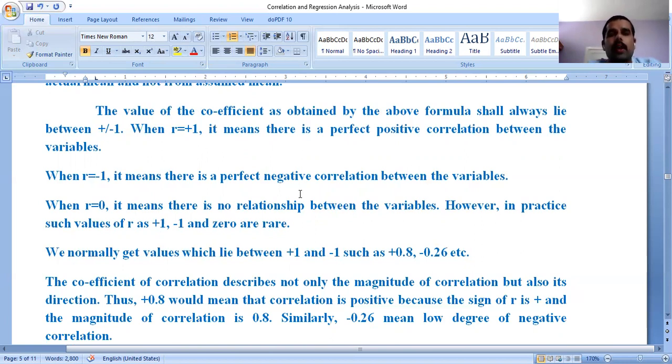Plus 1, minus 1, or zero are very rare while we are calculating problems, but we normally get values that lie between plus 1 and minus 1, in fractions, such as plus 0.8 and minus 0.26. The coefficient of correlation describes not only the magnitude of correlation but also its direction.